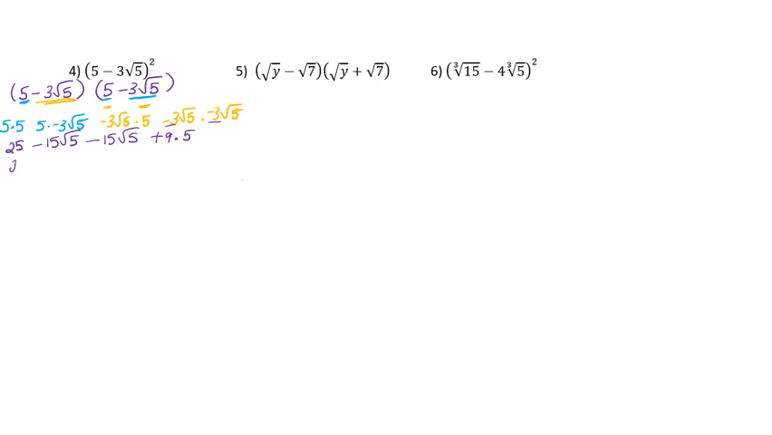All right, so let's bring all that down. So 25 minus 15 square roots of 5 minus 15 square roots of 5, plus 45. I might have said 5 square roots of 5, but it's 15. All right, so let's combine things that are like. 25 plus 45 is going to be 70. Is that right? I'm going to double check my math on that. Hold on. Okay, it is 70. Good. And then negative 15 square roots of 5 minus 15 square roots of 5 is negative 30 square roots of 5.